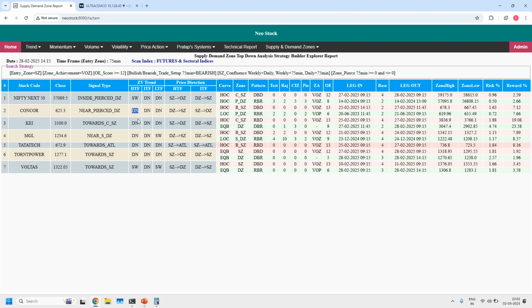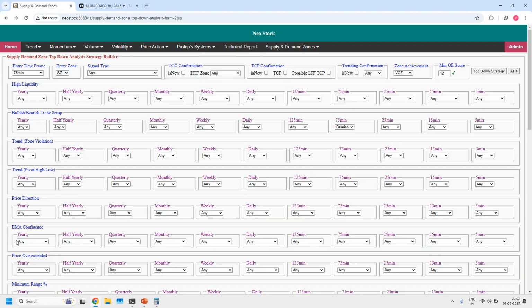So we want downtrend supported stocks with EMA confluence. Which EMA? Weekly EMA. Why weekly EMA? Because the 75-minute and daily zones are together part of the weekly zone. That's why we are looking for weekly EMA. So in the EMA confluence, on the weekly time frame, I am setting the filter. The weekly supply zone should have weekly EMA confluence, because our daily zone and 75-minute zone are both overlapped inside the weekly.